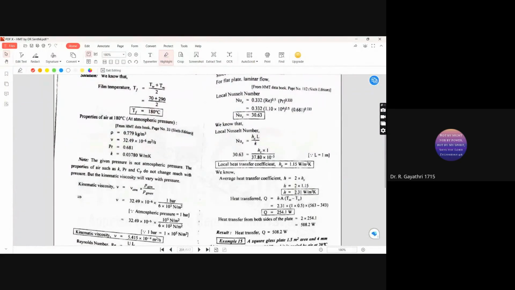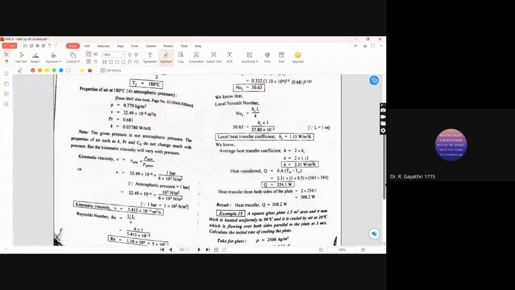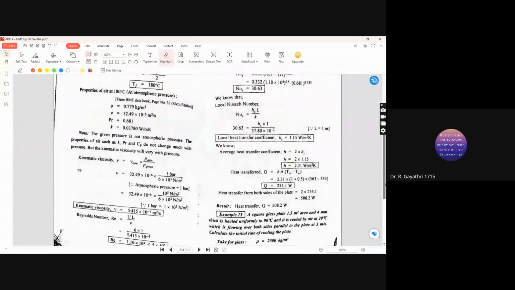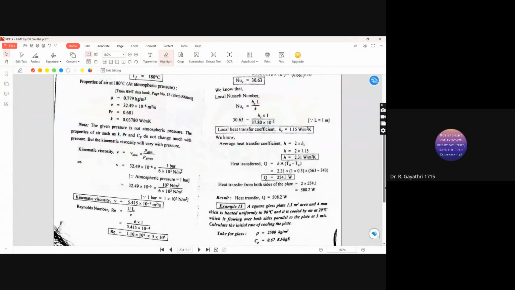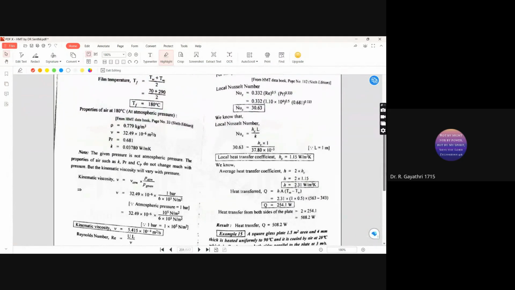Okay, next we can move to our regular procedure, Reynolds number. We can identify the flow type. Here, the Reynolds number value is 1.1 into 10 power 4. It is less than 5 into 10 power 5. So we can assume the flow type as laminar. We can use the local Nusselt number formula for laminar flow at constant wall condition. We know the general formula in terms of local convective heat transfer coefficient, that is Nu_x is equal to h_x L by k. So we can find h_x. Average heat transfer coefficient means 2 times h_x.